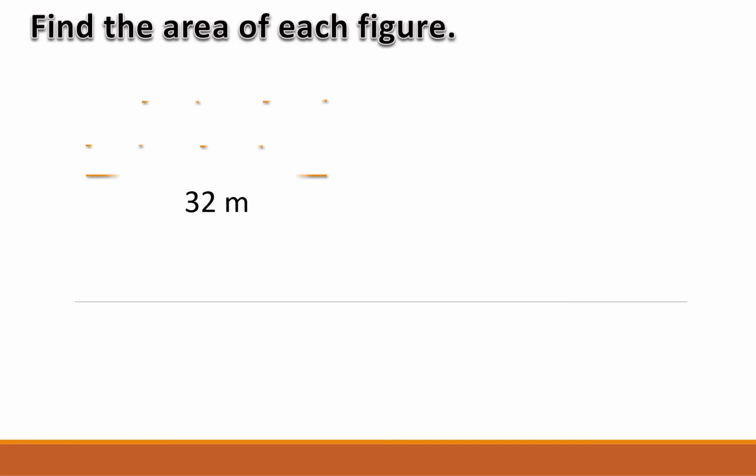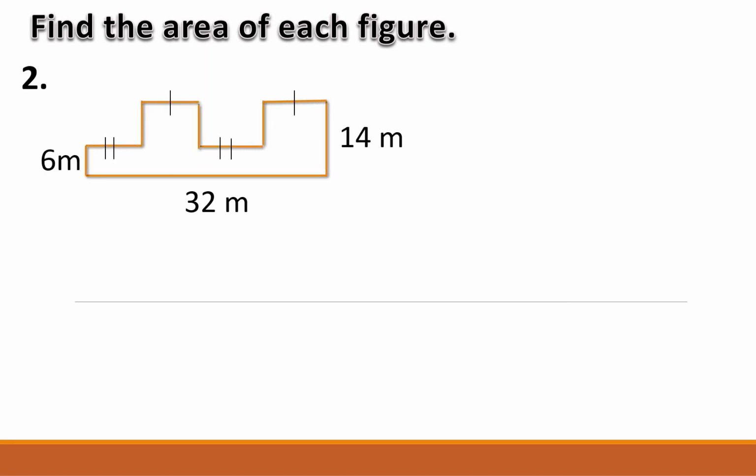Okay, so let us have the last figure. As you can see, the whole length is equal to 32 meters, the whole width is 14 meters, and the smaller width here is equal to 6. So we have 8 meters on each side, and I will cut it horizontally so that I get the area of only three shapes: a combination of a rectangle and two squares.